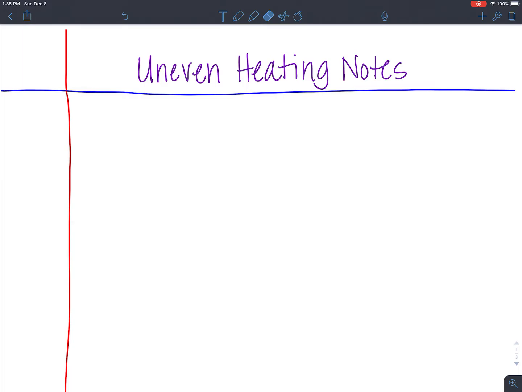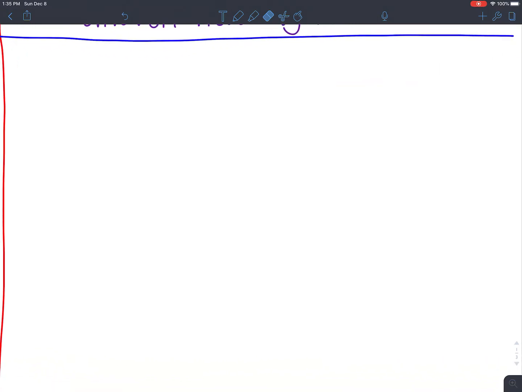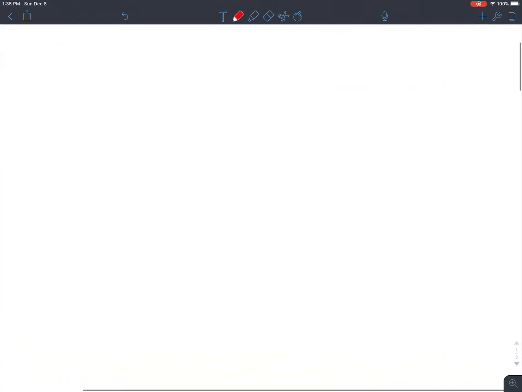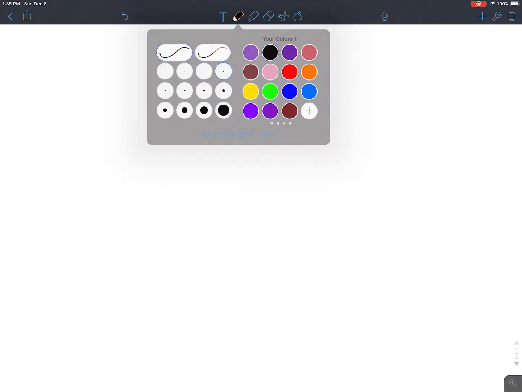The first thing we're going to do is learn about uneven heating. If you haven't already, title the next blank page in your journal, Uneven Heating Notes. We've talked about uneven heating before when we've talked about seasons of the earth. Let me change my pen color here. So we're going to make a drawing here. It can take up most of the page if you would like, but I'm going to draw the sun.